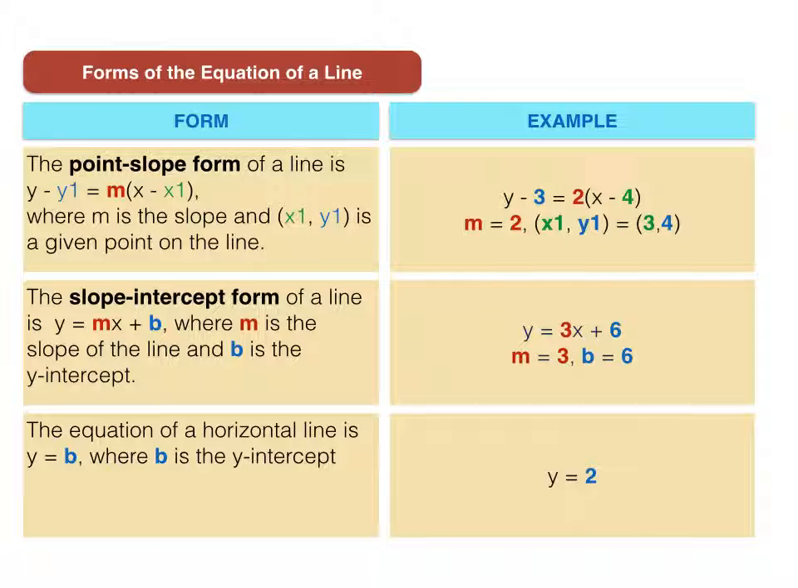The slope-intercept form of a line is y equals mx plus b, where m is the slope of the line and b is the y-intercept. An example of this is y equals 3x plus 6, where m is equal to 3 and b is equal to 6. The equation of a horizontal line is always going to be y is equal to b, where b is the y-intercept. An example of this is y equals 2.